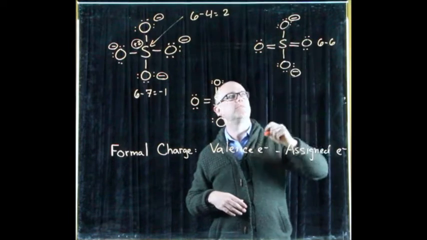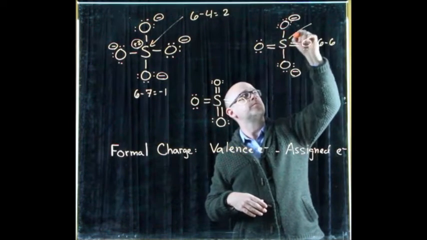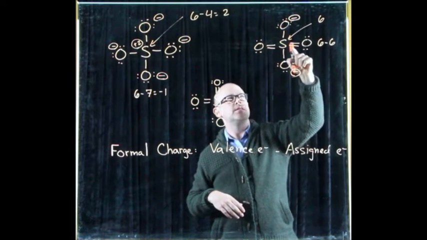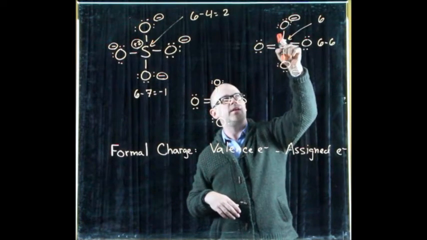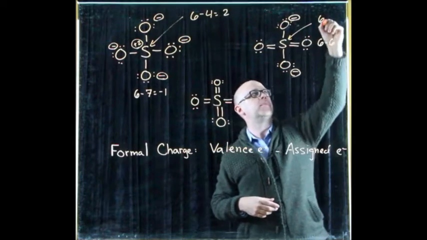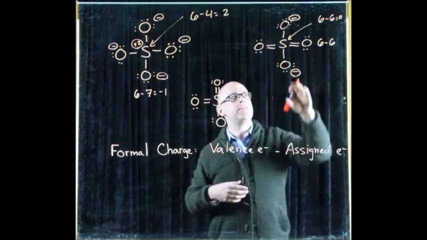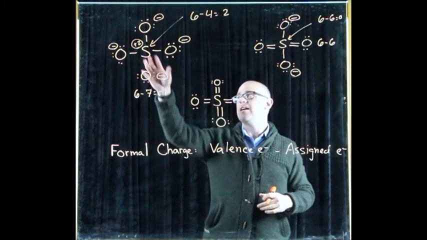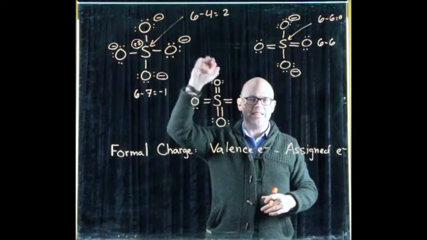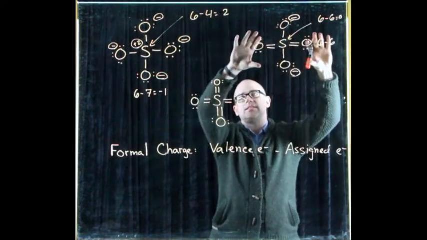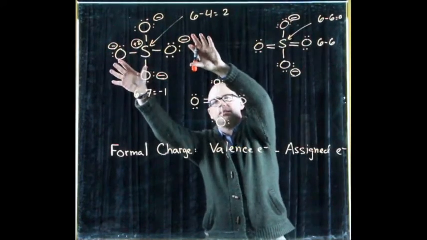How about the central sulfur? The central sulfur, 6 valence electrons. It has 6 bonds, 1, 2, 3, 4, 5, 6. Half of every electron in that bond, 6 minus 6, no formal charge there. So in fact, this one only has 2 formal charges. That one has formal charges all over the place. That is not a desirable situation. That indicates to us that this is a better Lewis structure than this.